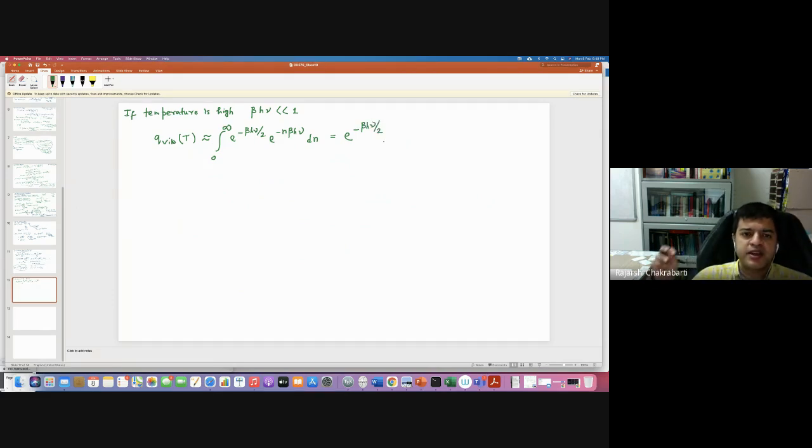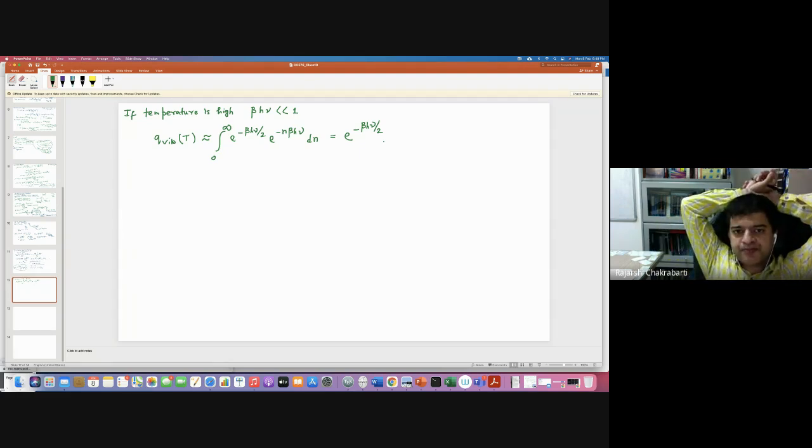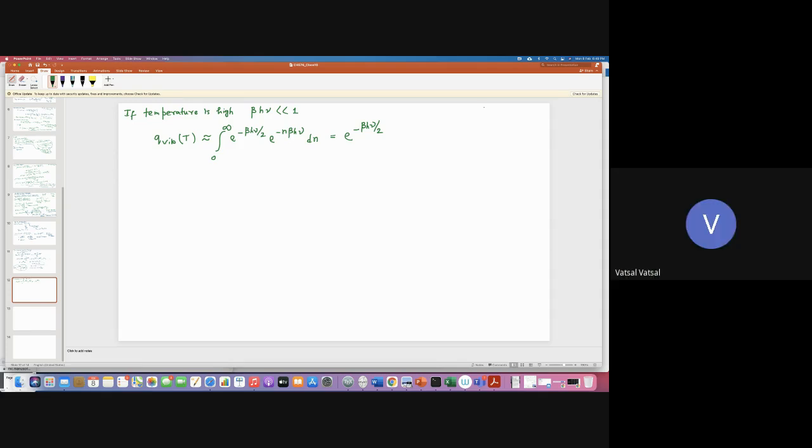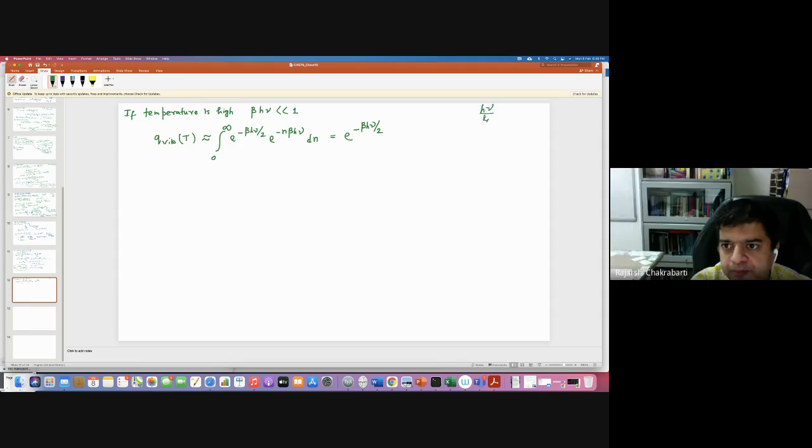Why in the high temperature can I approximate? Because the high temperature means these energy levels will appear close to each other, isn't it? Yes, sir. h nu by kBT small means these are the vibrational energy levels, for example. So your kBT is like this, very large. So all these levels will look very close to each other. So this will appear like a band, isn't it? Because they are very close to each other.